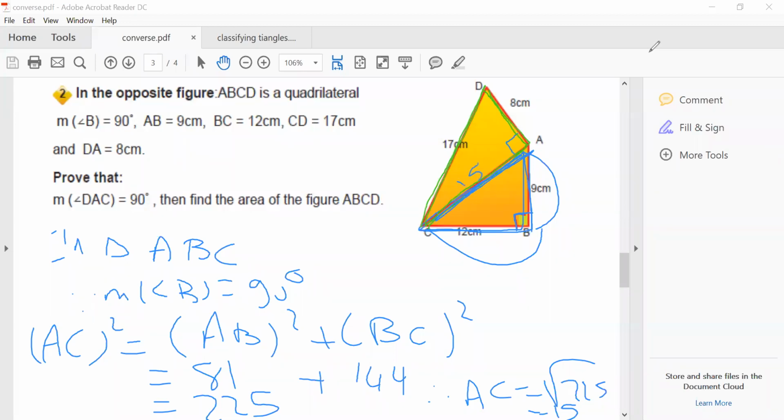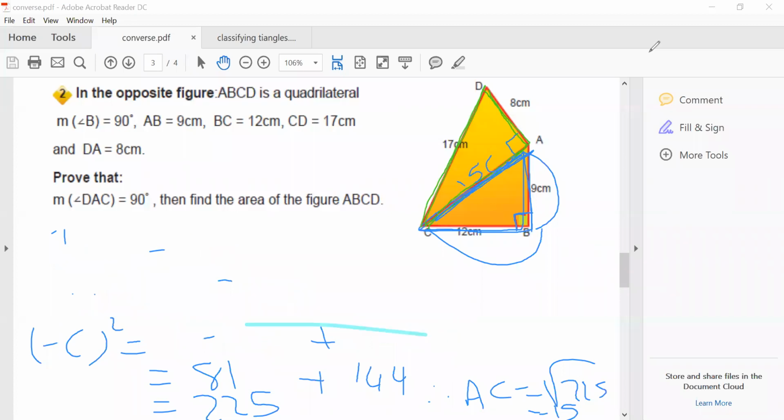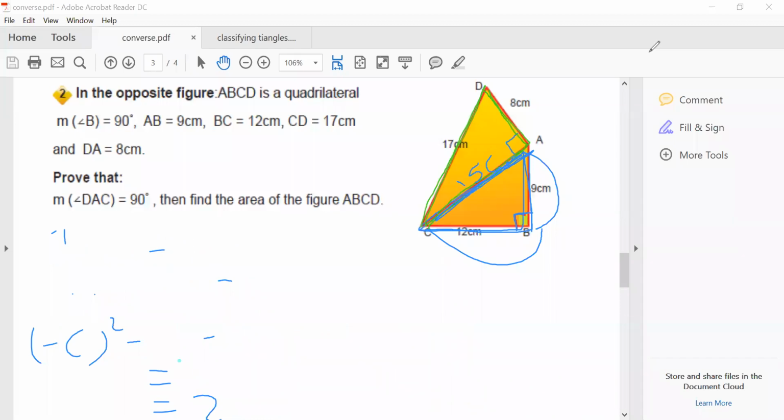So you got this 15. Okay, this is the first part. Who can complete for me to prove that the triangle is right? Mariam Ashraf, are you with us? I'm here. Okay, Mariam. Now I have triangle ADC. One of the sides is 17, the other we got is 15, and the third one is 8. Can you prove for me that the measure of angle DAC is 90? I have 17, AC 15, AD 8.